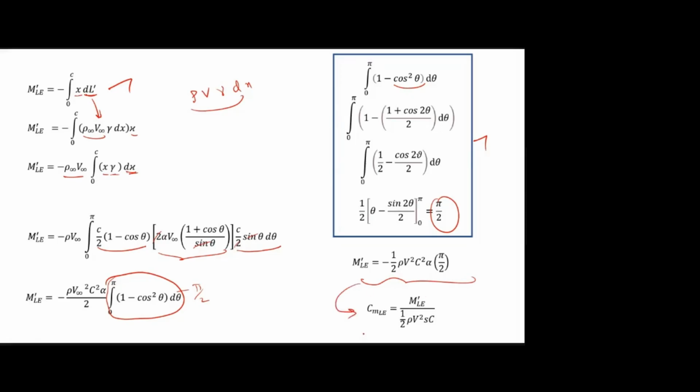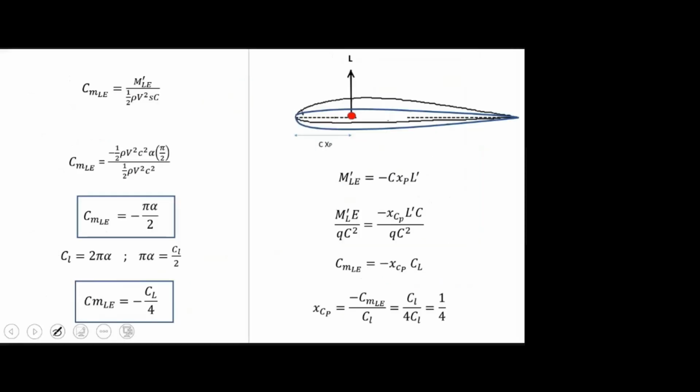And what we need is the coefficient of moment. That means simply divide by half rho V squared S c. As it is 2D, the area is c, so we will get c square. Is that clear? Yes, sir. Okay.